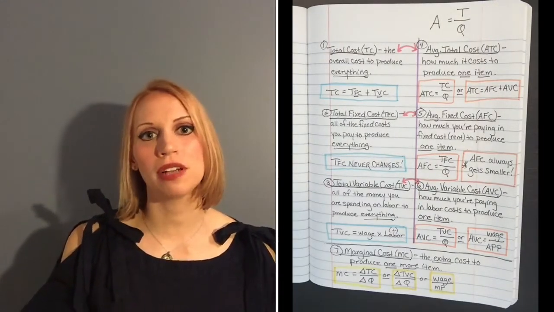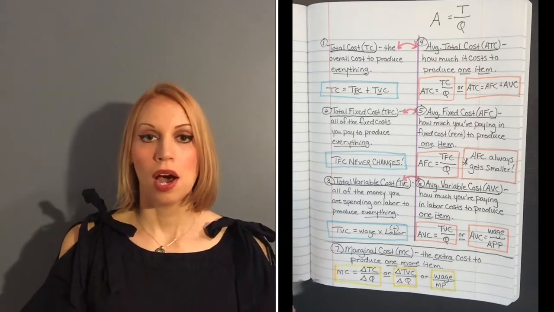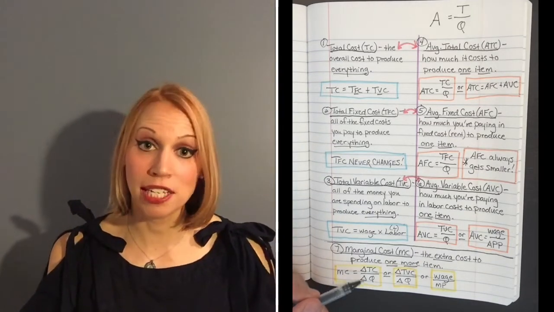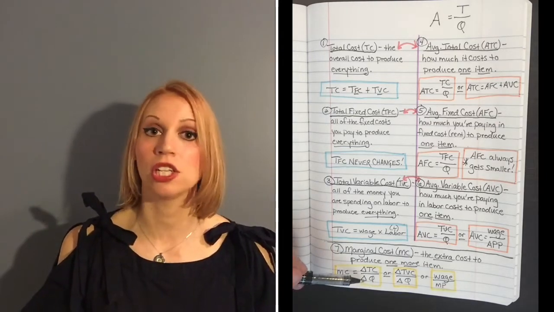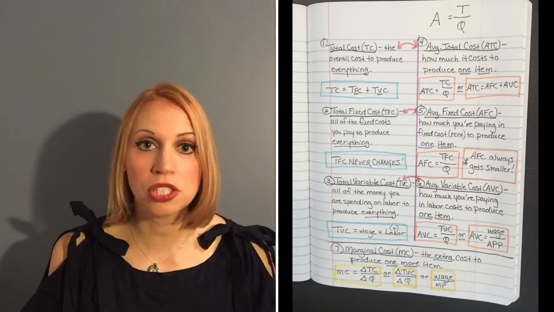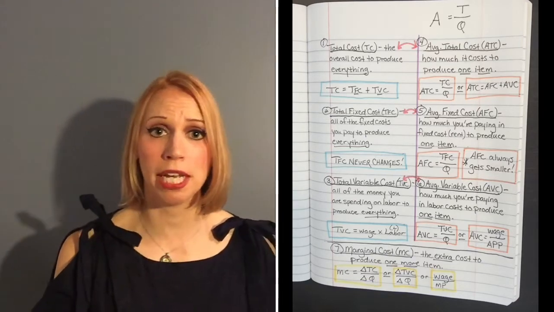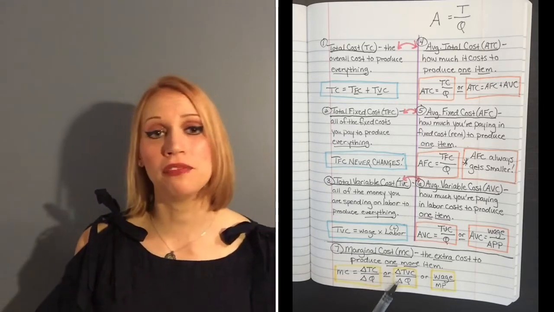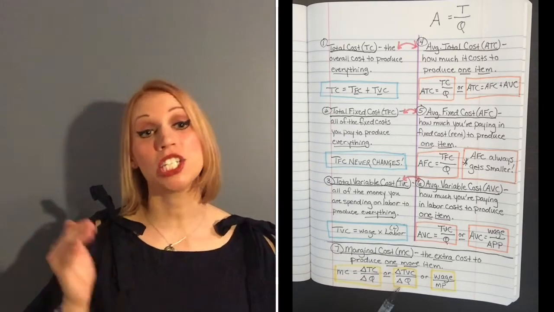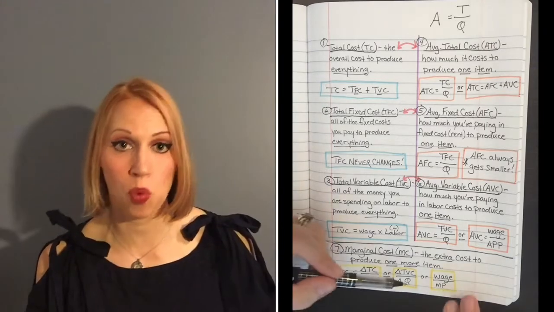So if we're trying to figure out how much it costs to produce one more item, here's what we're going to do. Our formula is the change in total cost. So we're going to use the delta sign to represent change. Don't let that scare you. Change in total cost over the change in quantity. When you change your quantity and make one more unit, how does that change your total cost? Now, another way to find marginal cost is the change in total variable cost over the change in quantity.